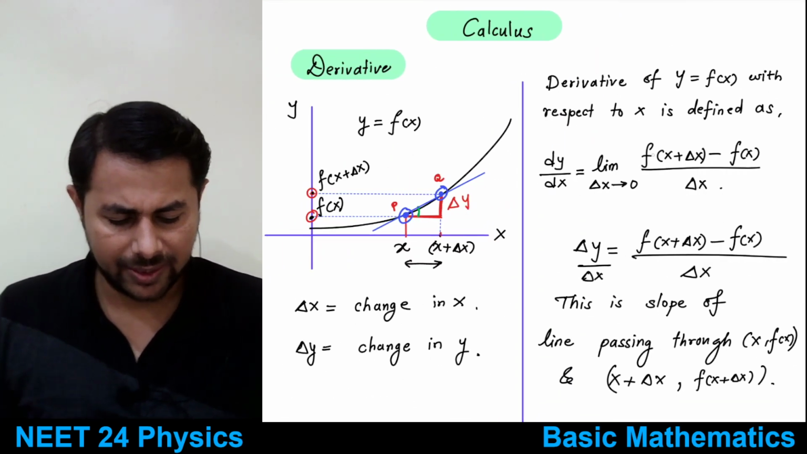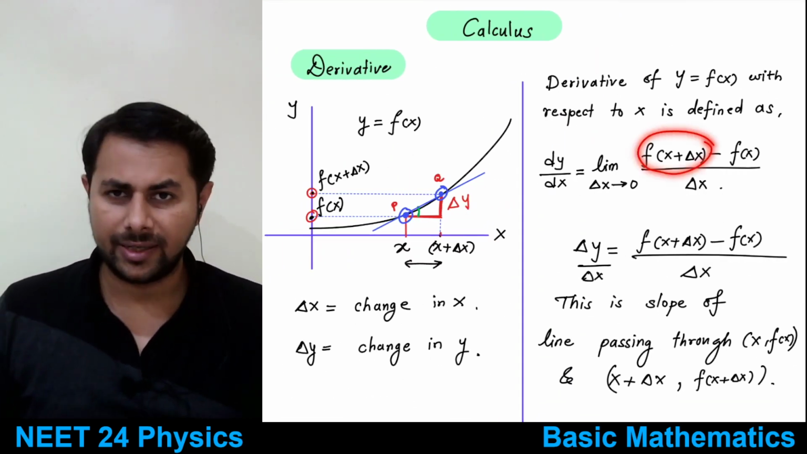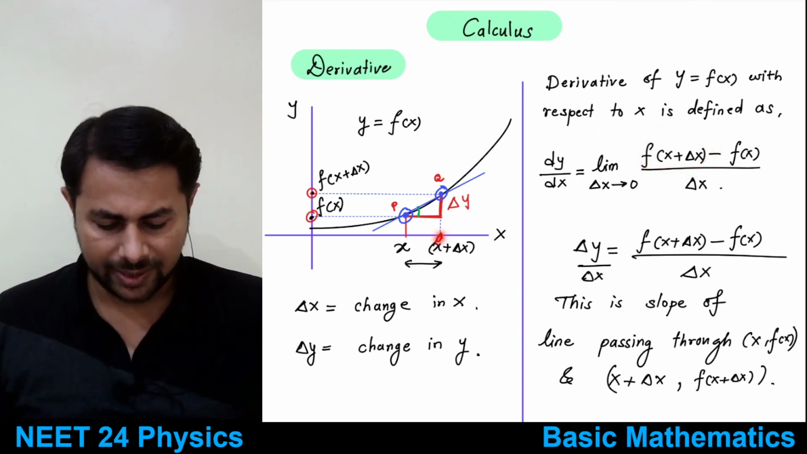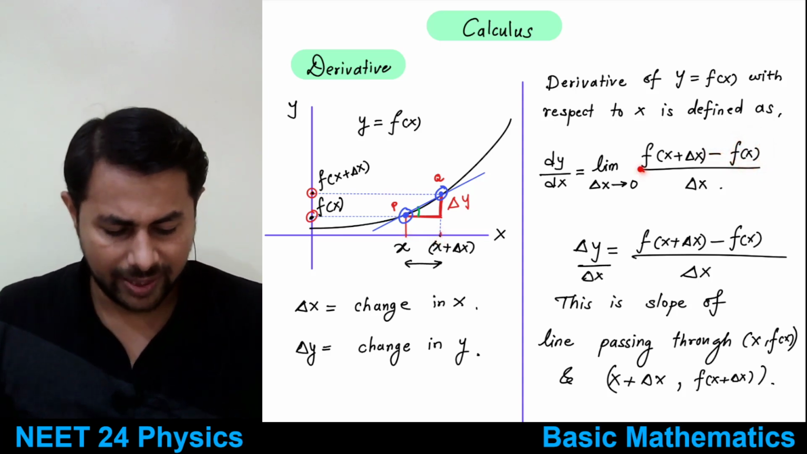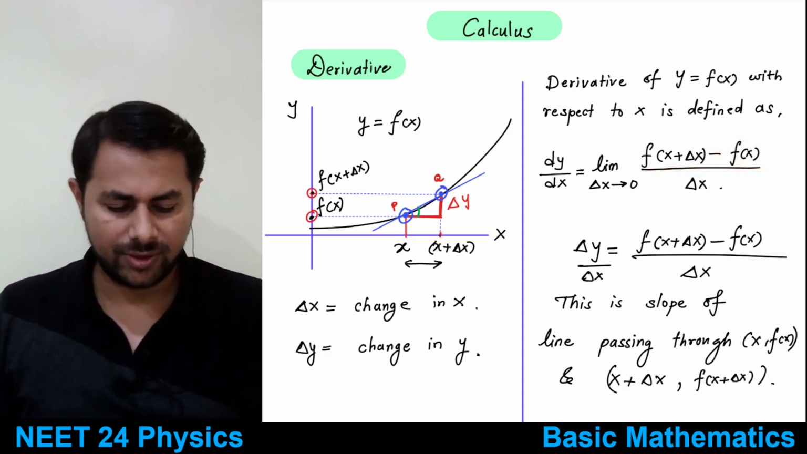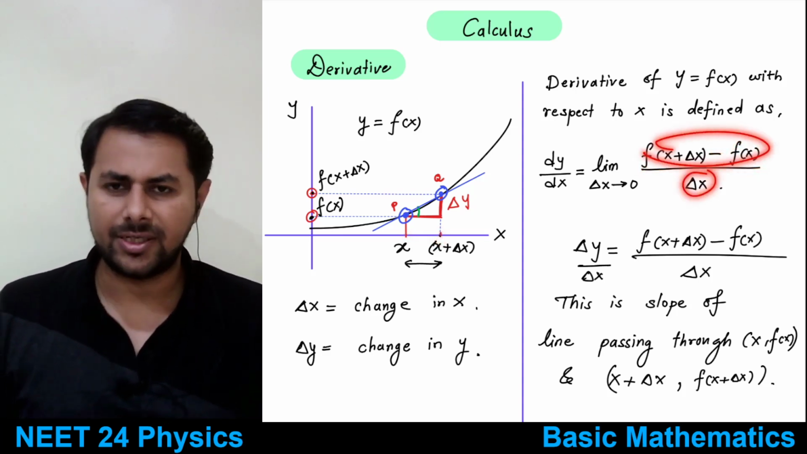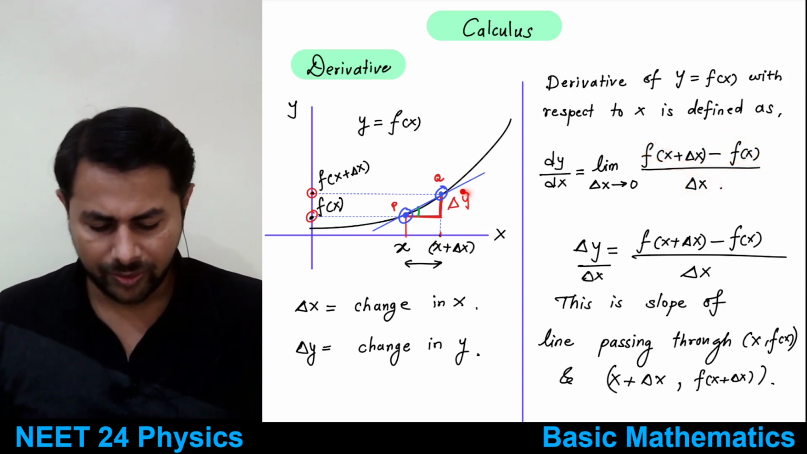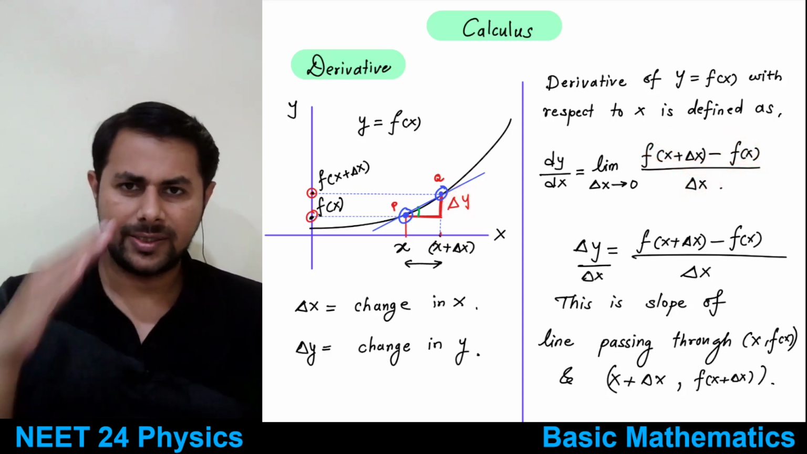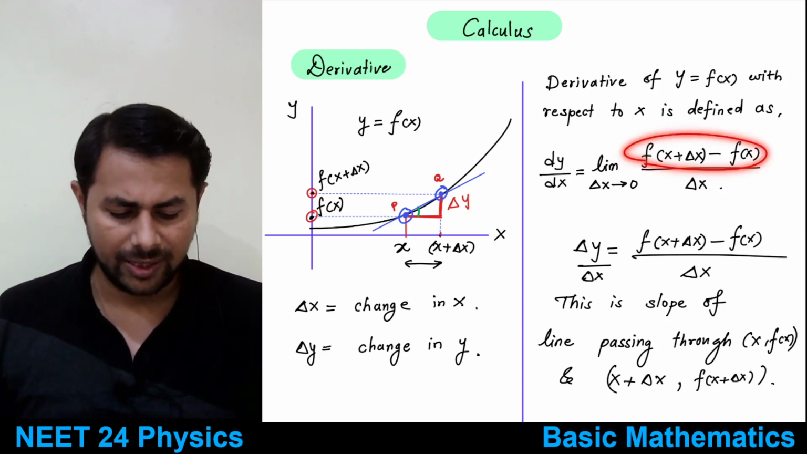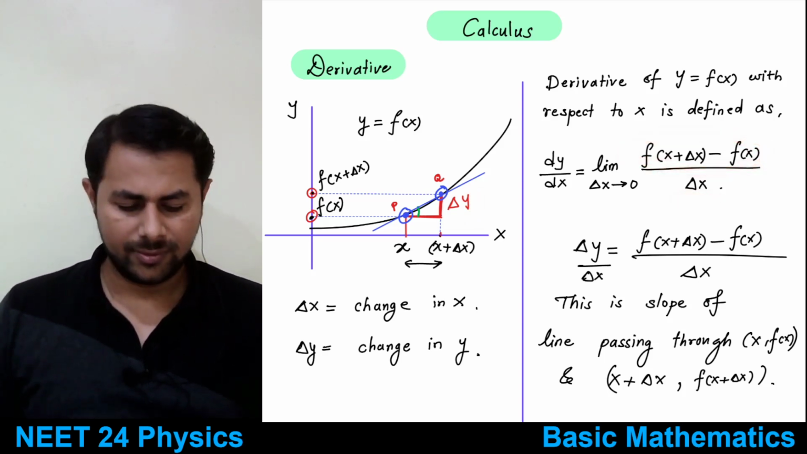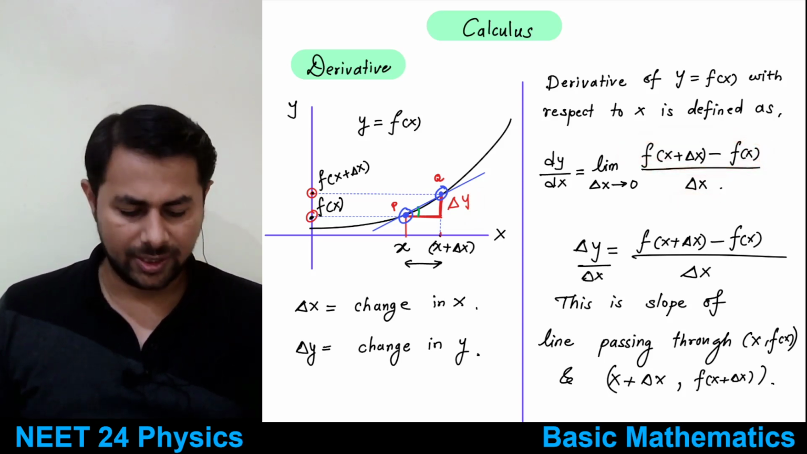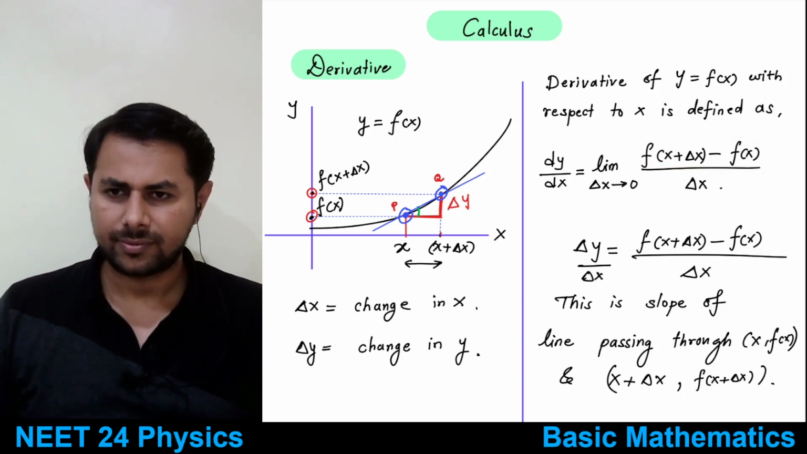And that's why we write it like this, f of x plus delta x, that's the value of y at this point, minus f of x, the value of y at this point, divided by the change in x. So this is change in y divided by change in x. Remember, what we are finding is delta y by delta x. So this is delta y, this is delta x. Is this definition clear, everyone?